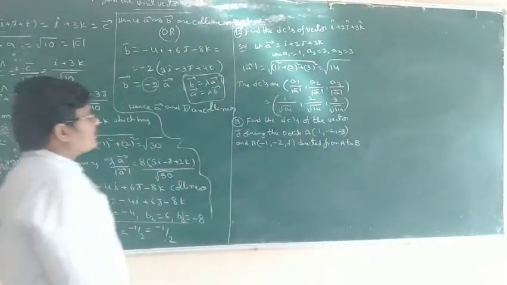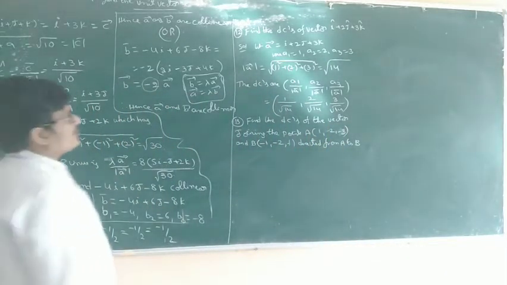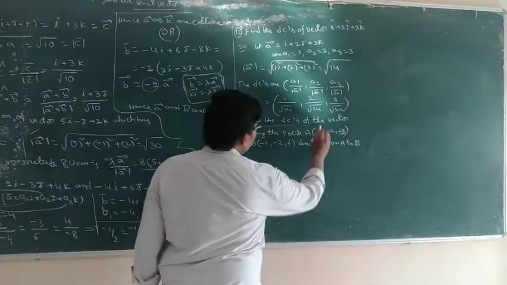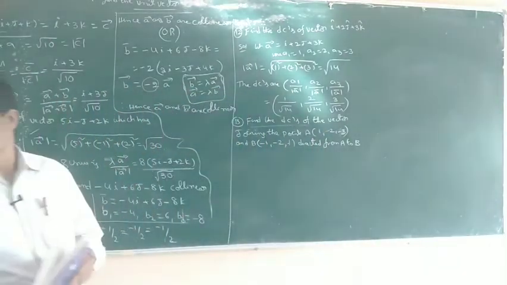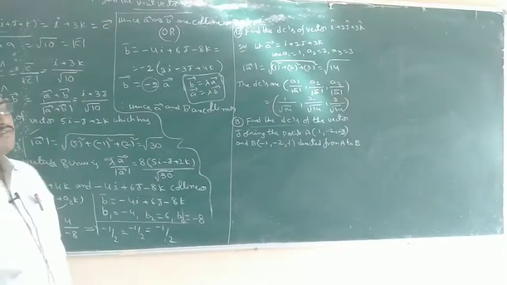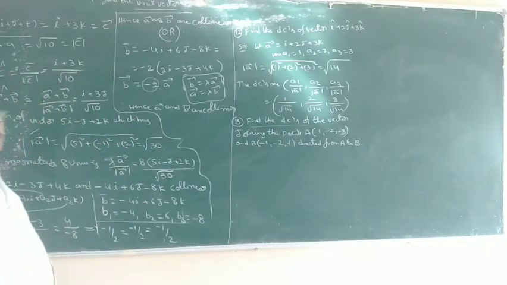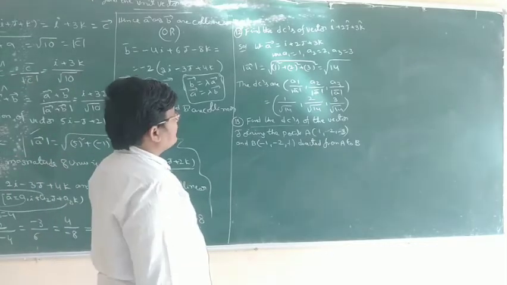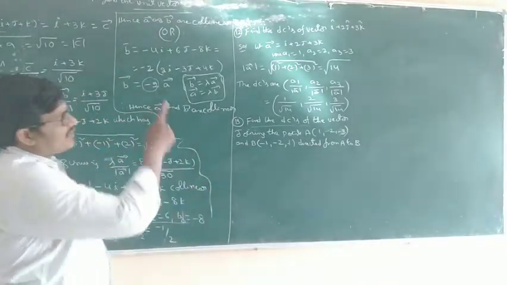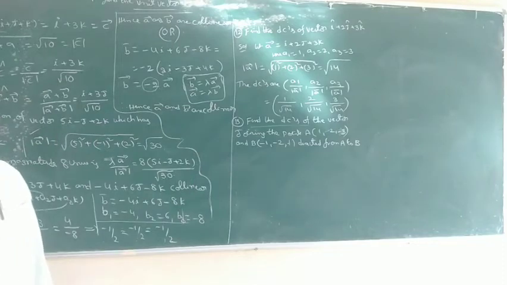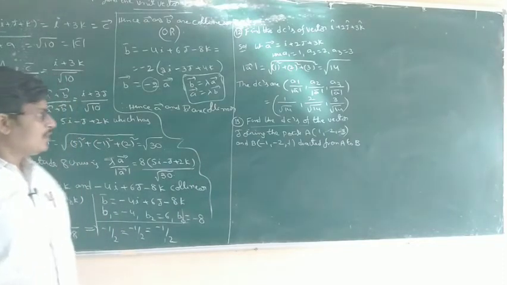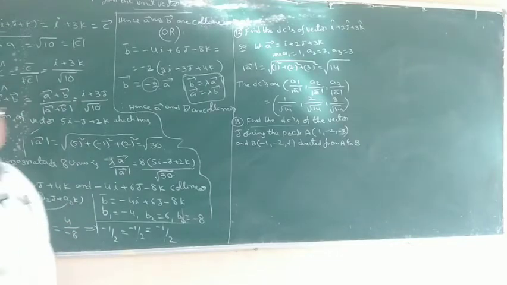So the 12th problem and the 13th problem are the same: both ask to find the direction cosines. So what is the difference? The given data is different. In the 12th problem the vector is given directly. In the 13th problem the vector is not given directly, only position vectors.